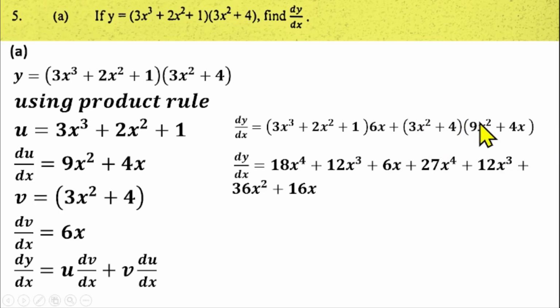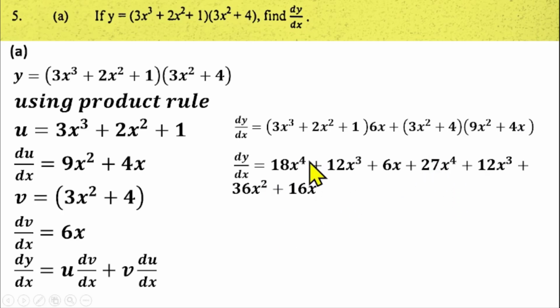You have 3x squared times 9x squared, that gives us 27x raised to the power 4. 3x squared times 4x gives us 12x cubed. Then 4 times 9x squared gives us 36x squared. 4 times 4x gives us 16x. From there now you can still simplify further.